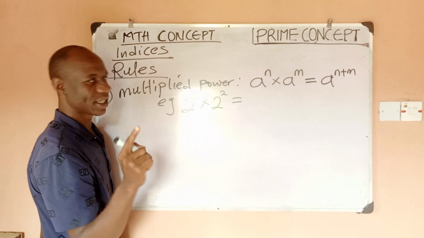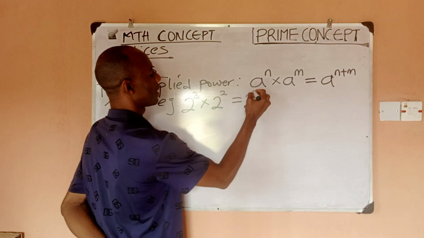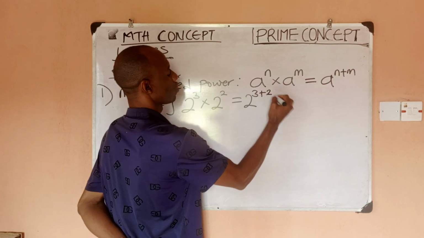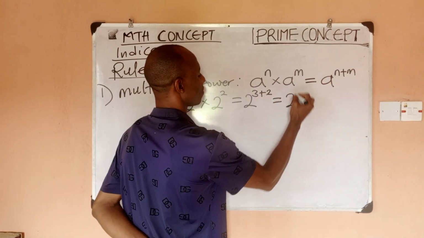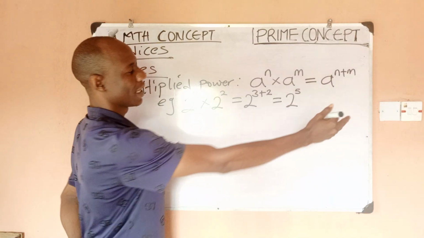What do I do to their powers? You are very correct. I will add them up. So I will have 2 raised to power 3 plus 2. This would now become 2 raised to power what? 5. Right? Yes, and you can decide to still expand this.